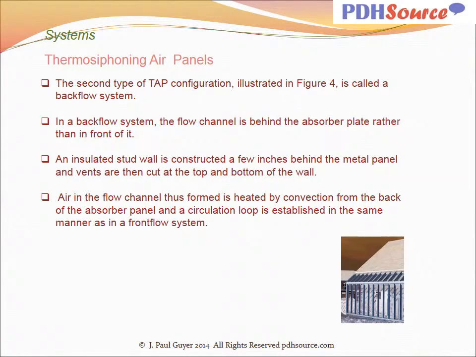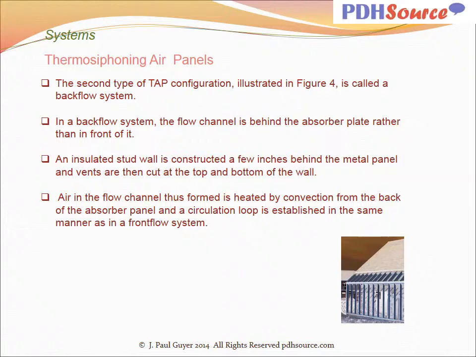The second type of thermosiphoning air panel configuration is illustrated in Figure 4 and is called a backflow system. In a backflow system, the flow channel is behind the absorber plate rather than in front of it. An insulated stud wall is constructed a few inches behind the metal panel, and vents are then cut at the top and bottom of the wall.